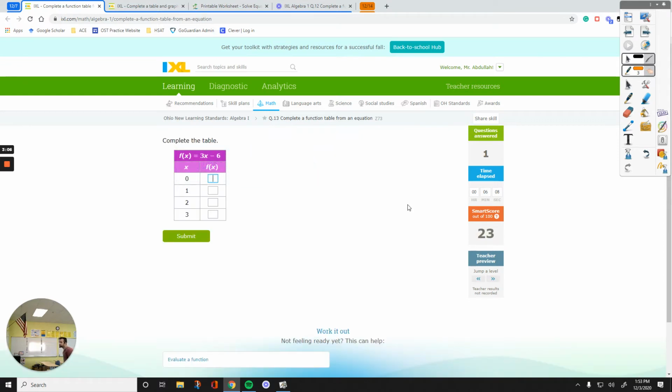Let's do this one. Okay, this question is, what happens if you plug in 0 for x? What happens if you plug in 1 for x? Or 2 or 3? So let's start with, again, our equation is f of x equals 3x minus 6. There's my x. I'm going to plug 0, 1, 2, and 3 over there.